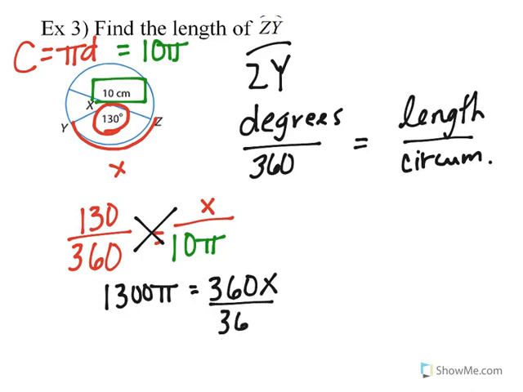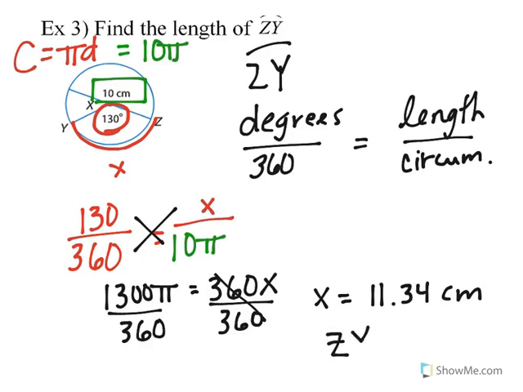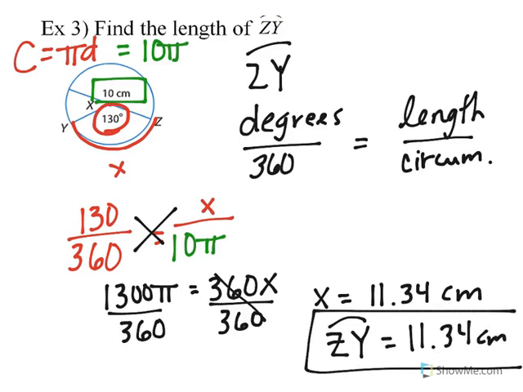I'll divide both sides by 360, and I get that x is equal to 11.34 centimeters. Now, what is x? This is the length of arc ZY. Remember, it's a length. It'll be in units, inches, centimeters, anything like that. So what am I doing? I'm finding arc length. I need the degrees over 360 equals my arc length, which is my variable, over my circumference.